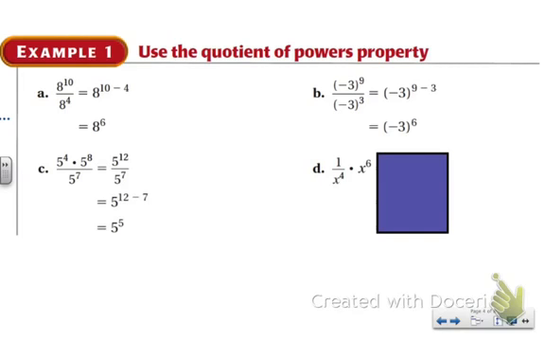And this last example, 1 over x to the 4th times x to the 6th. Well, to multiply we just go across, so we end up with x to the 6th over x to the 4th. 6 minus 4 is 2, so we get x squared.